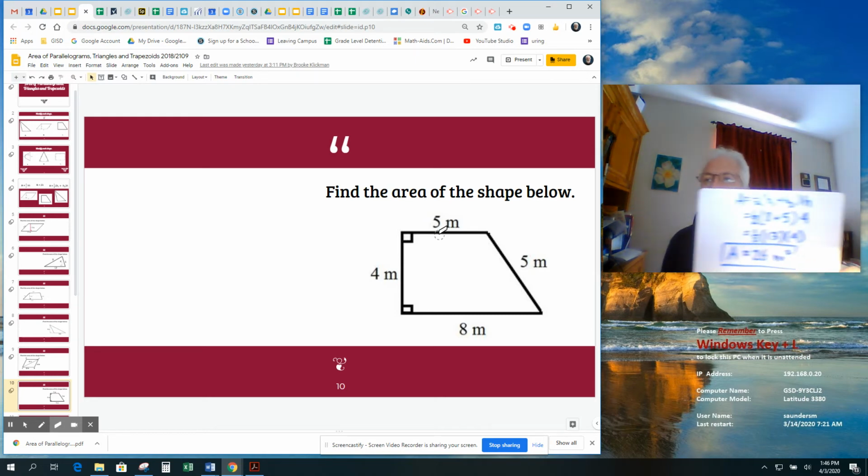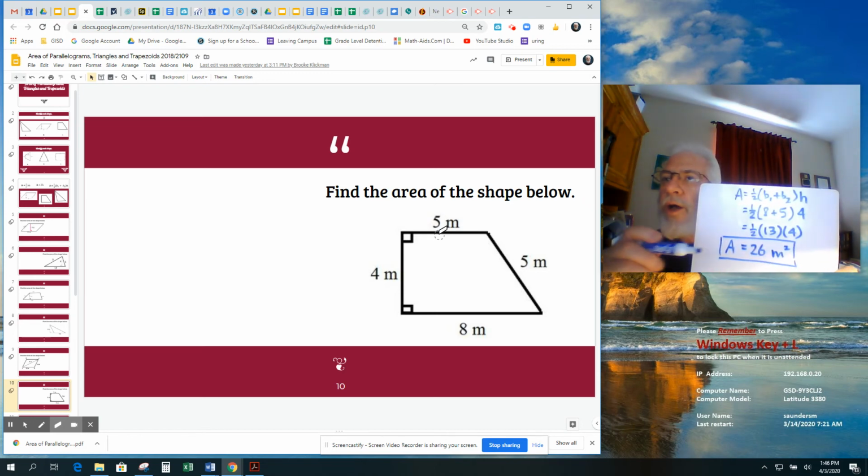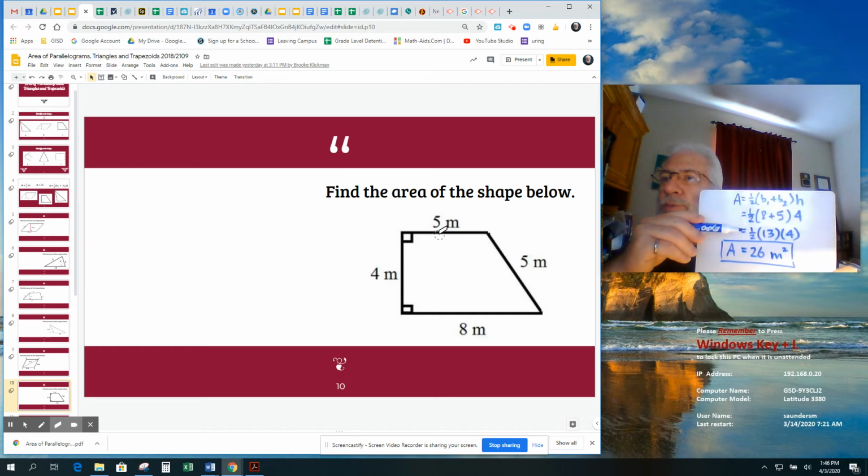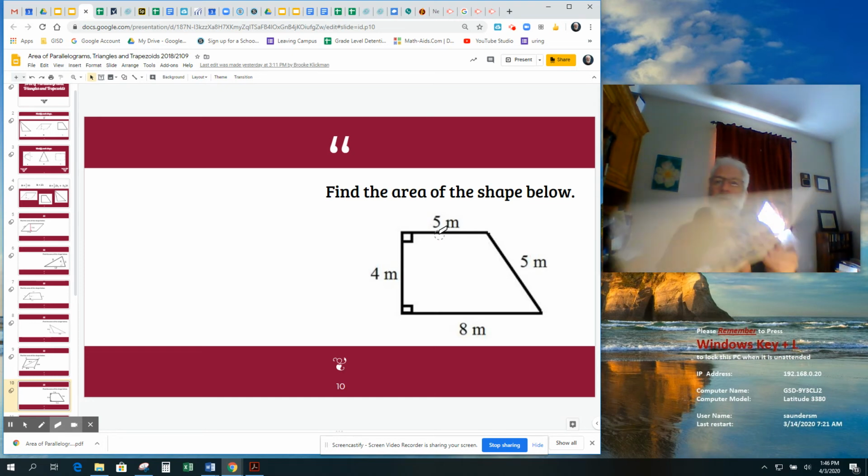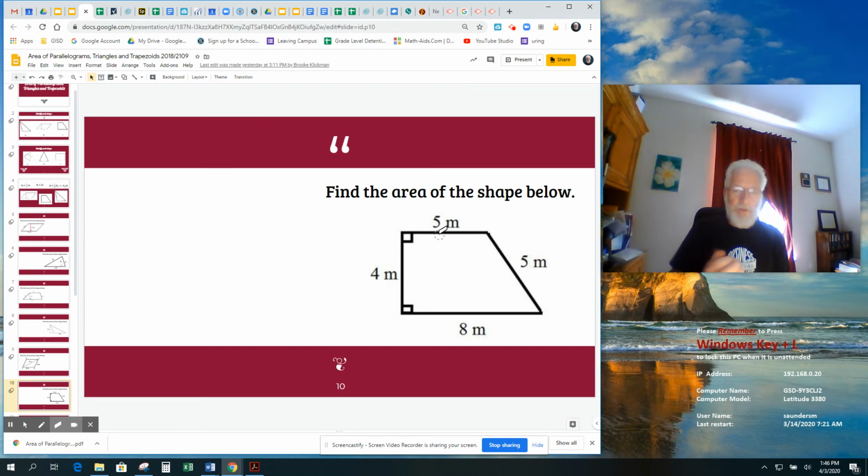So here we go. And I did 1/2 times 4. 1/2 times 4 is the same as 4 divided by 2. 4 divided by 2 is 2. And 2 times 13 is 26. So area equals 26 meters squared. All right. We're cruising.